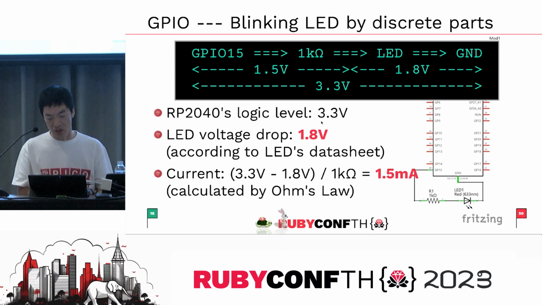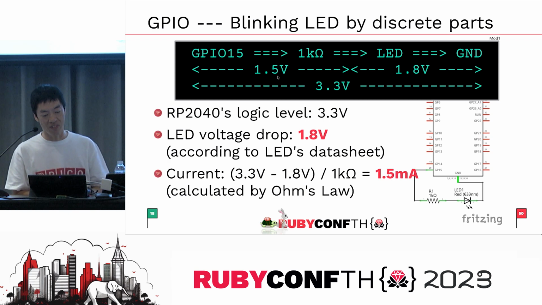RP2040's logic level is 3.3, so the whole voltage is 3.3 volts. The LED voltage drop is 1.8 volts, according to the LED's datasheet, so you should read the datasheet. So the rest of the voltage should be 1.5.